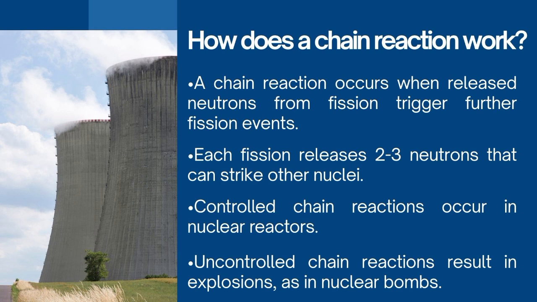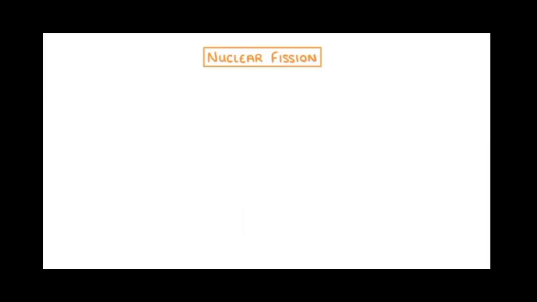In a nuclear reactor, this chain reaction is carefully controlled slowly and safely to generate electricity. However, when the chain reaction is uncontrolled, the energy is released all at once, resulting in a powerful explosion, like what happens in a nuclear bomb. So, the key difference lies in whether the chain reaction is controlled or uncontrolled.